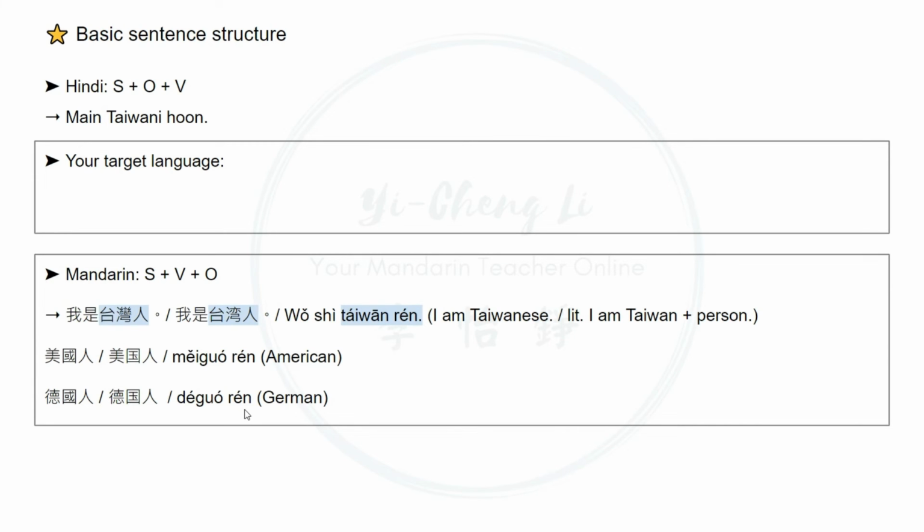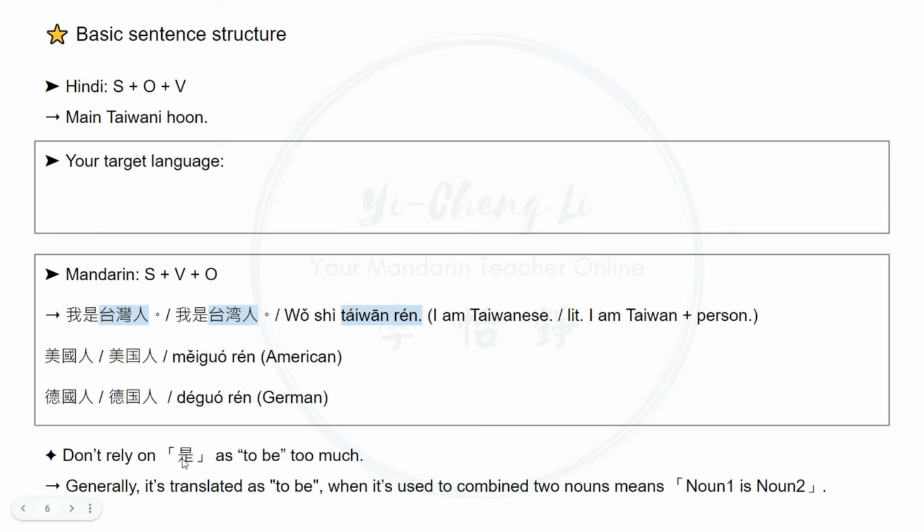So now here is an important thing to be aware of. Do not rely on the 是 as "to be" too much. I mean, don't treat it as the English "to be" too much. Because generally it's translated as "to be," that's right, but it is used to combine two nouns, meaning noun one is noun two. For example, I is noun one, 台湾人 is noun two.